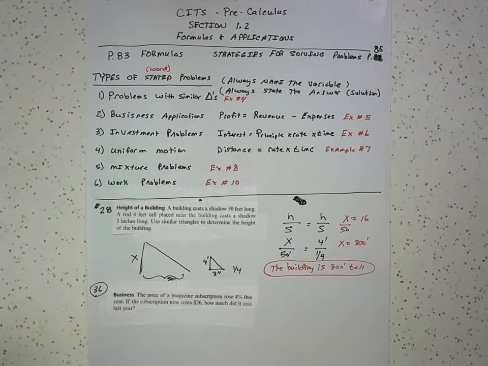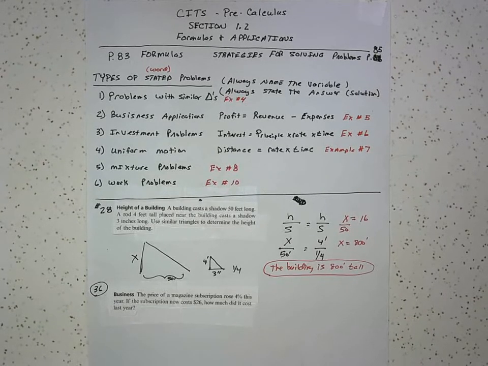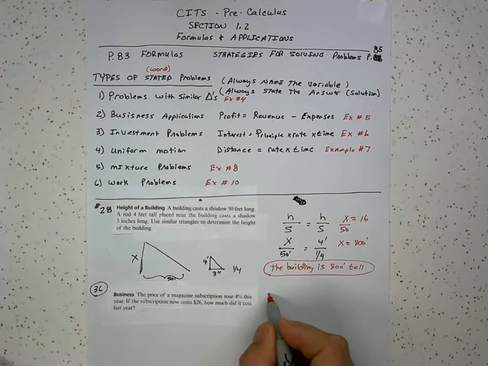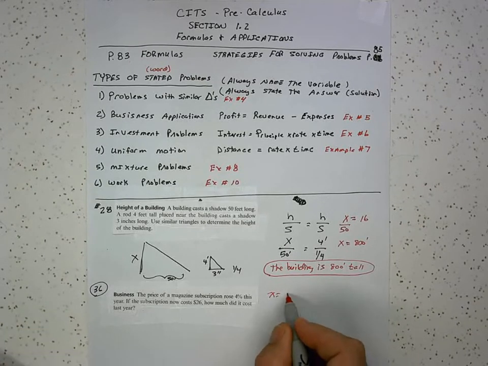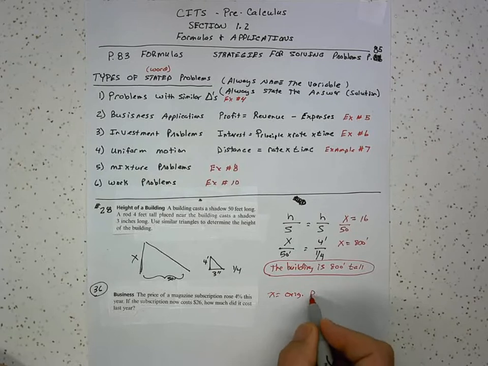Number 36 out of your book is a business problem. The price of a magazine subscription rose 4% this year. If the subscription now costs $26, how much did it cost last year? Well, what we can do is we're going to let our variable equal the cost of the original subscription, the original price.